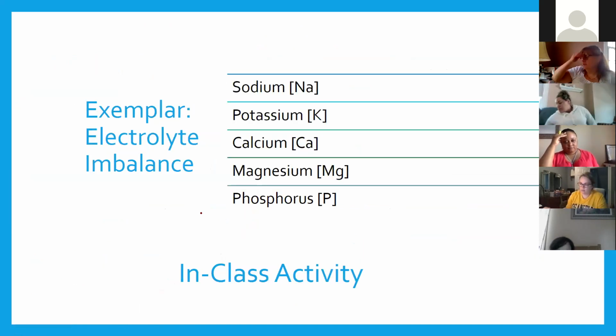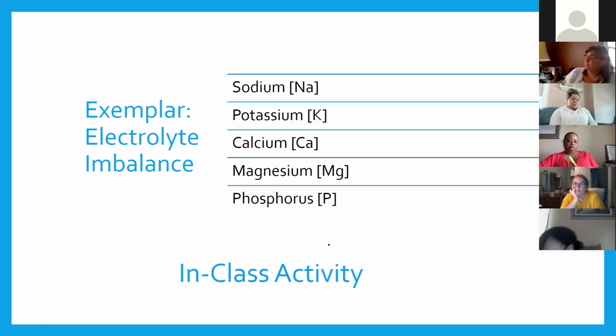All right, so let's get into the different electrolytes and what these imbalances might look like, okay? The electrolytes we're going to talk about today are sodium, potassium, calcium, magnesium, and phosphorus, okay? We're going to do an in-class activity, but I'm going to go through the electrolytes first, and then we're going to take a quick break, and then we're going to do an in-class activity, okay?